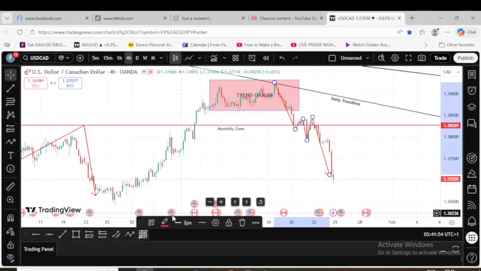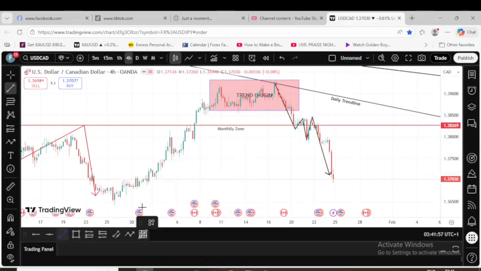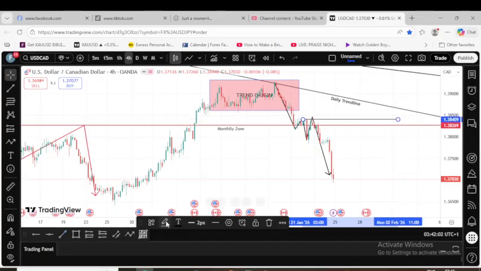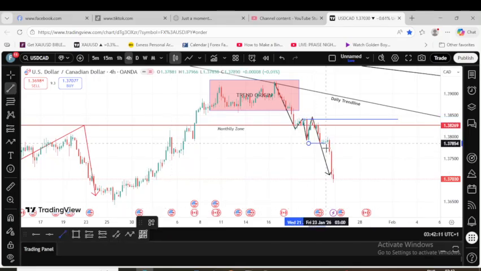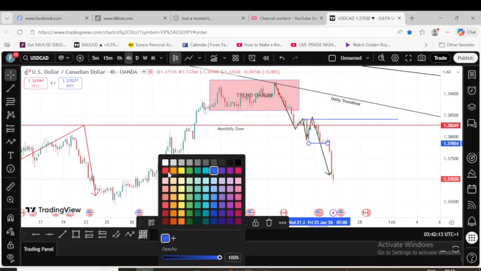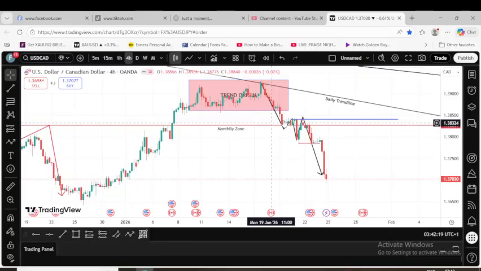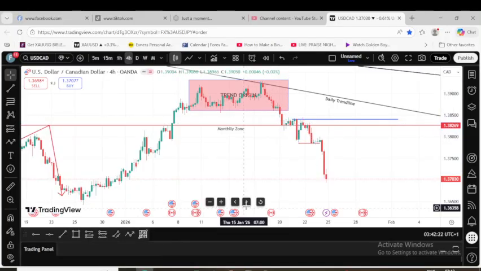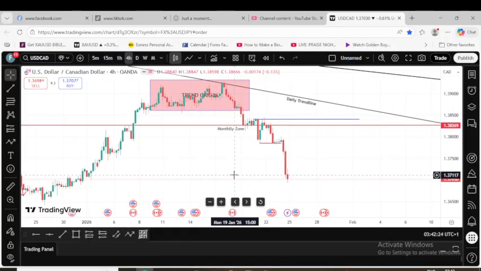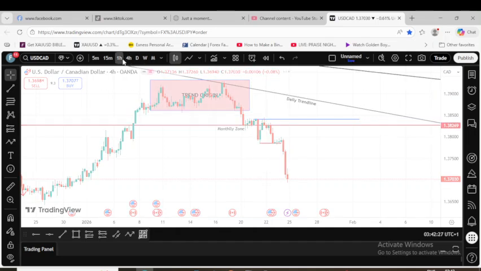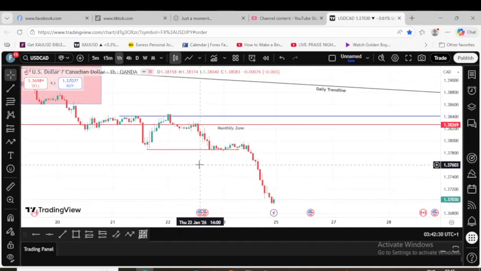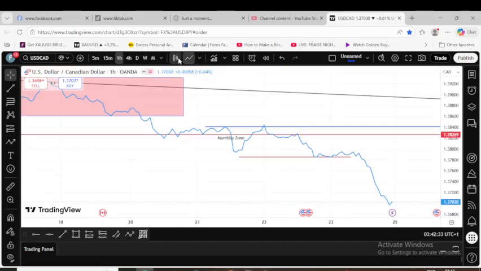Let me change the color of this to black. So this is now our lower high. Now this is now our lower low. Just one lower high and one lower low. You see that there's not much detail here. So switch here. Let's see if there's any pattern that appears.